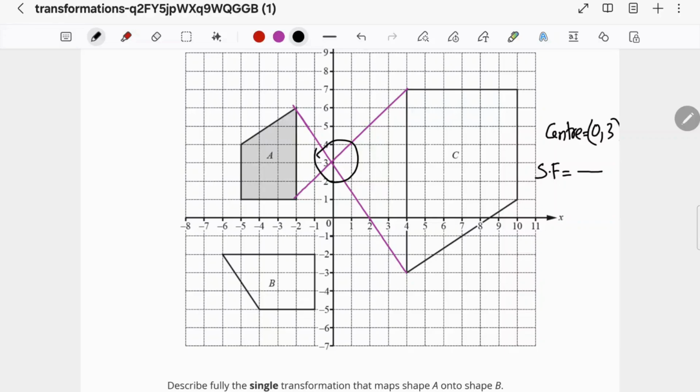Okay, so for scale factor we will be choosing a side of image, and we will count the number of units in the image, and then a side of the real, and then we will simplify it. Okay, so what is image over here now? C is the image and A is real.